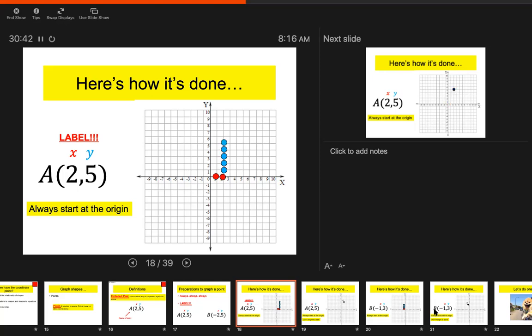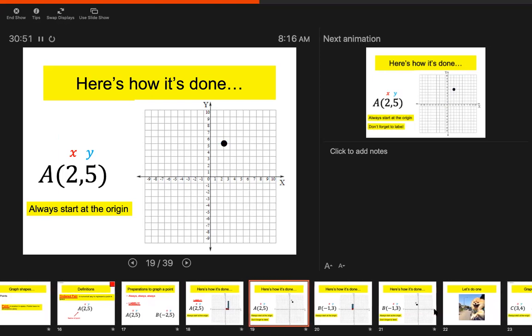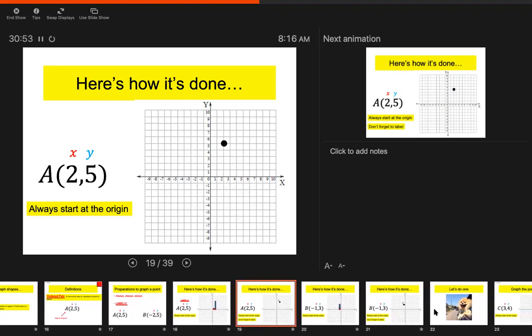Now, is yours going to have all these dots on it? No. You're just going to touch it with your pencil tip. The last one that you wound up on is the final answer. That is 2-5, except we got to do one last thing. You have to label it. What's the name of this point? A. So we label it A and we're done.